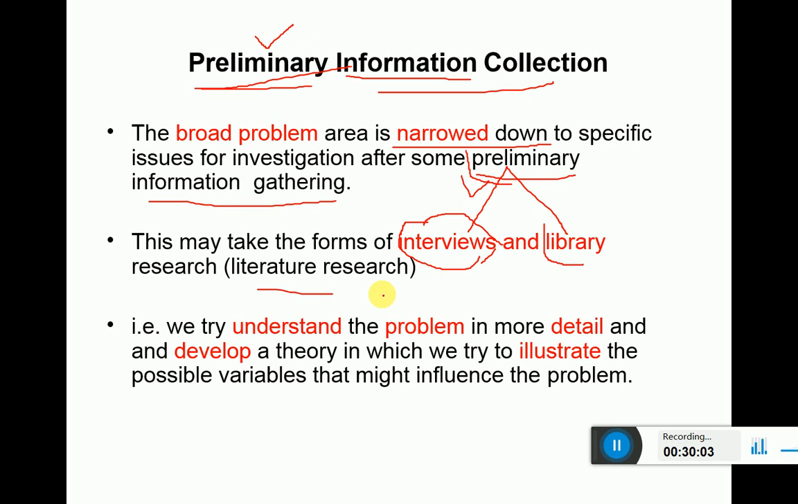Literature review. Once the broad problem area is identified, then further collection process is known as broad preliminary information gathering, or preliminary information gathering, with the help of two methods: one is the interview method and another is the library research method.